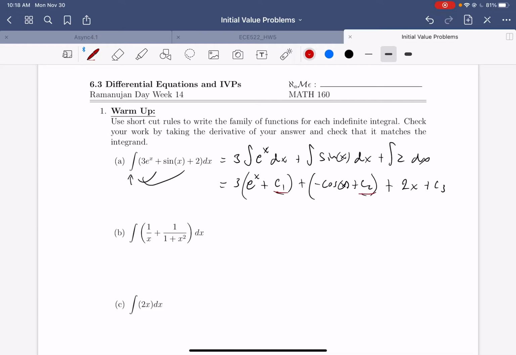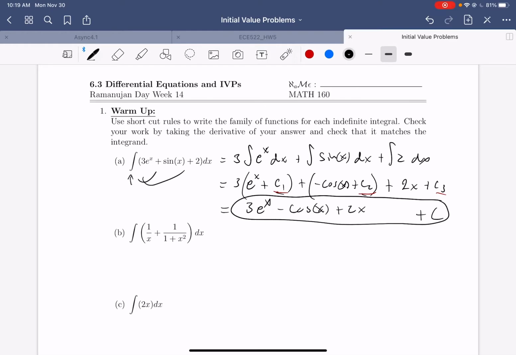But notice, with all these different constants, if I just add them all up, then at the very end I can just say plus c. And that'll just be the sum of all those constants. So what I really get is 3e to the x minus cosine x plus 2x plus c. So here's my final answer.